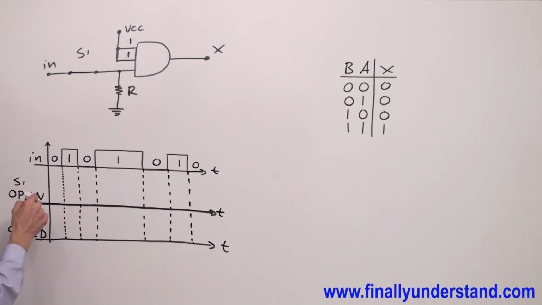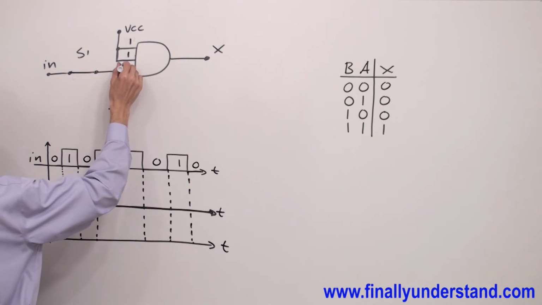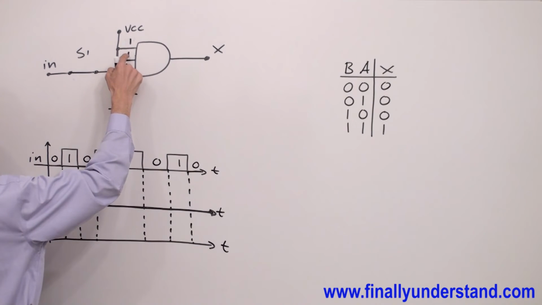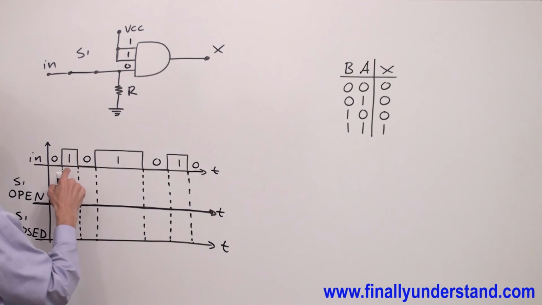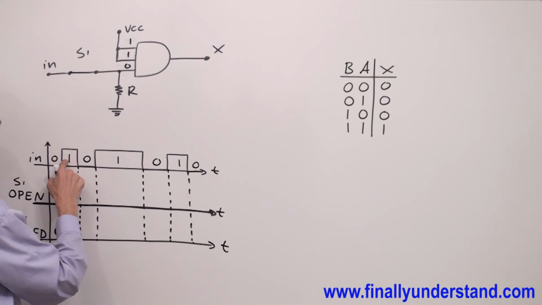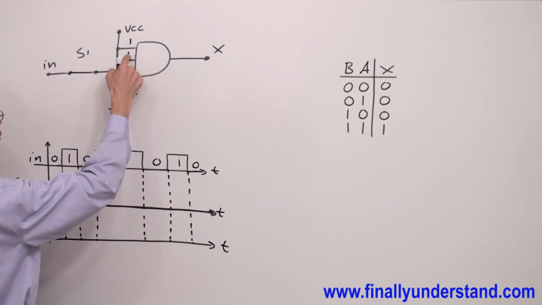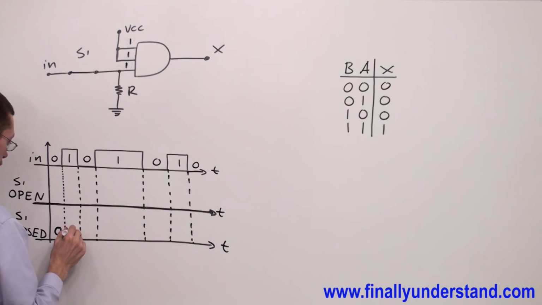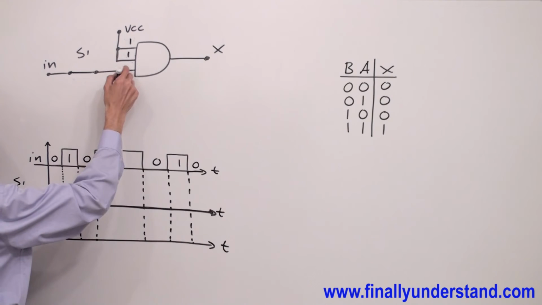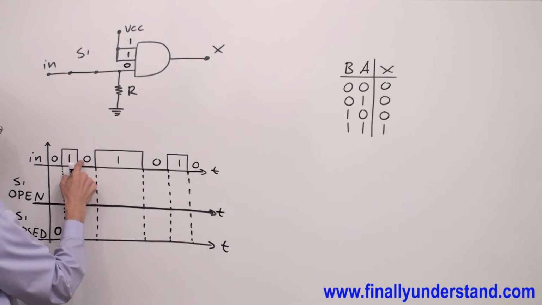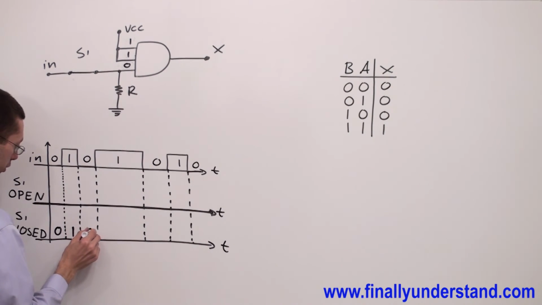Now, input is 0. Okay, so I have 0. 0 times 1 gives me at the output 0. If 1 is going to come to this input, I'm going to have 1 times 1 times 1, which is logic 1. Next, I'm going to have 0 at this input. This 0 multiplied by these 2 ones is going to give me 0.